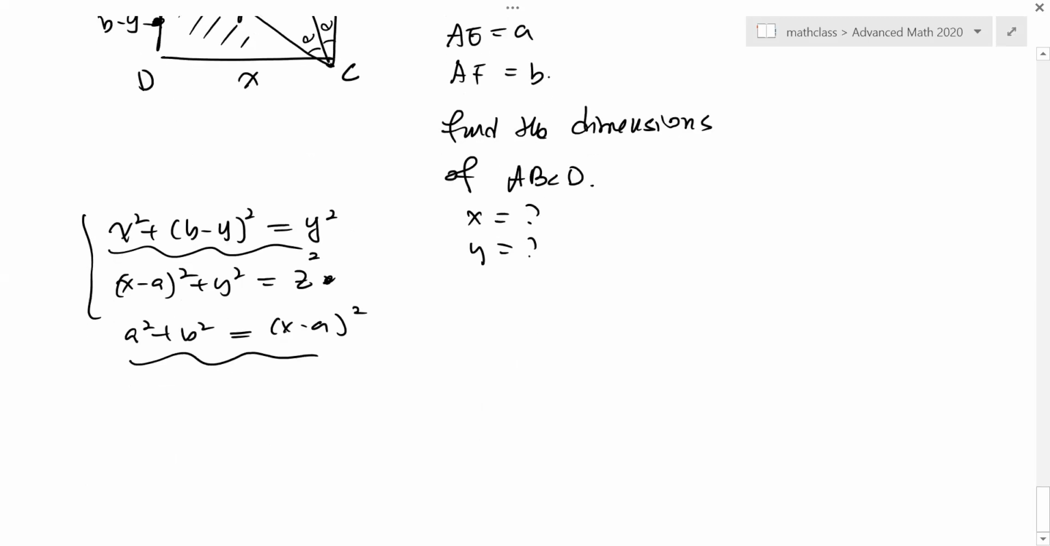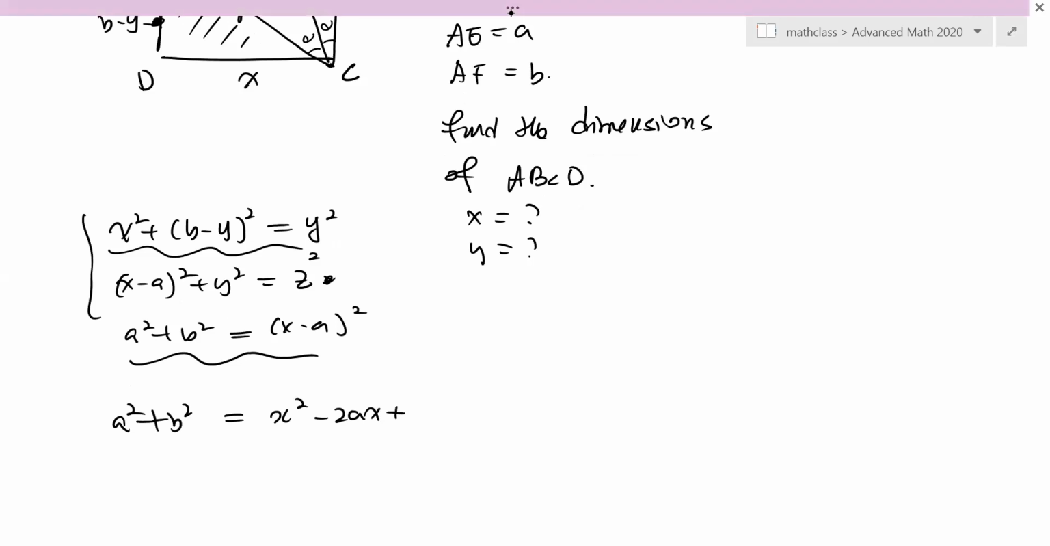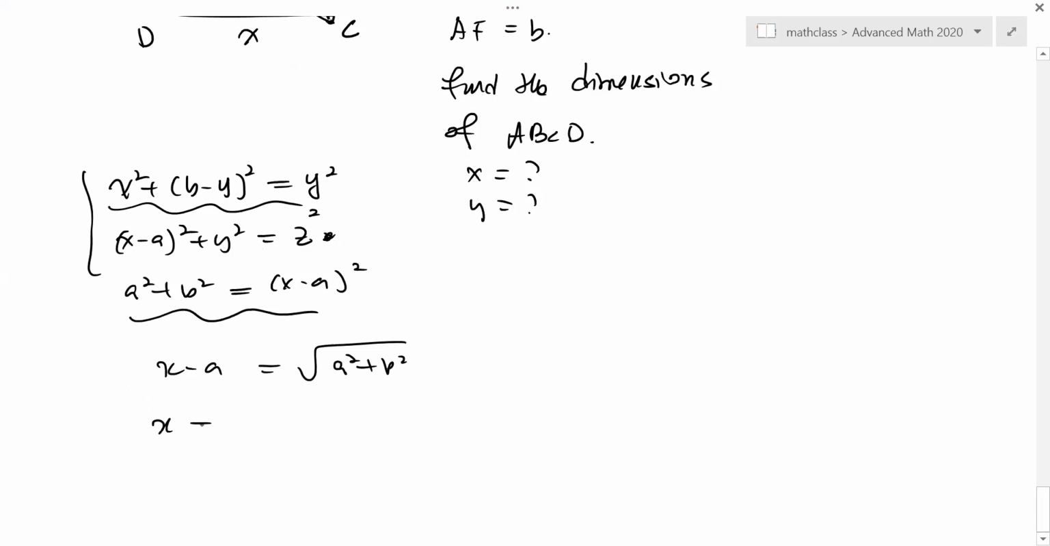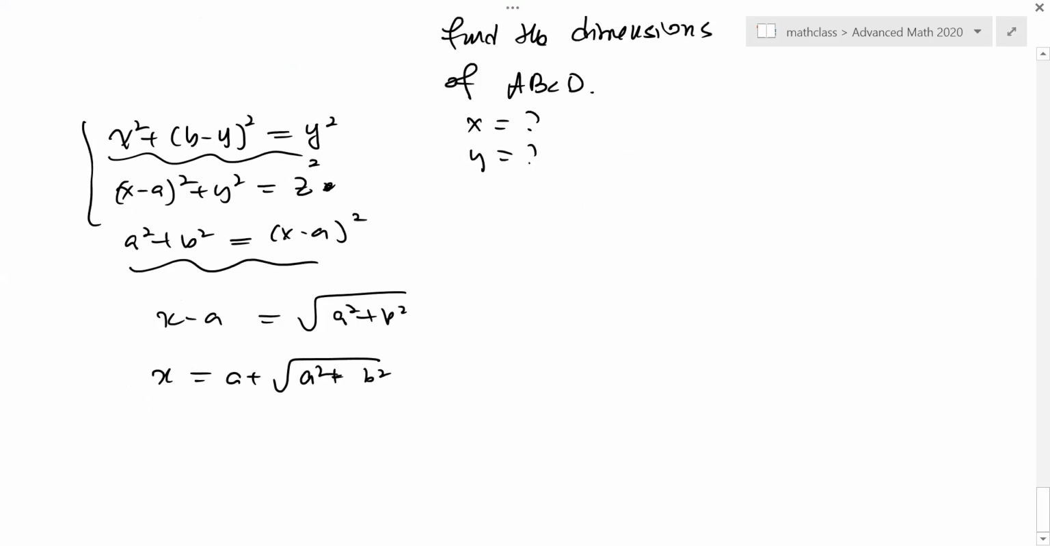Because look at the last equation: a squared plus b squared equals x squared minus 2x... No, that's too complicated, right? You don't need to multiply this out. All you need is to solve for x minus a. That's the square root of a squared plus b squared. Okay, and then x is going to be a plus the square root of a squared plus b squared. Okay, so that is x.